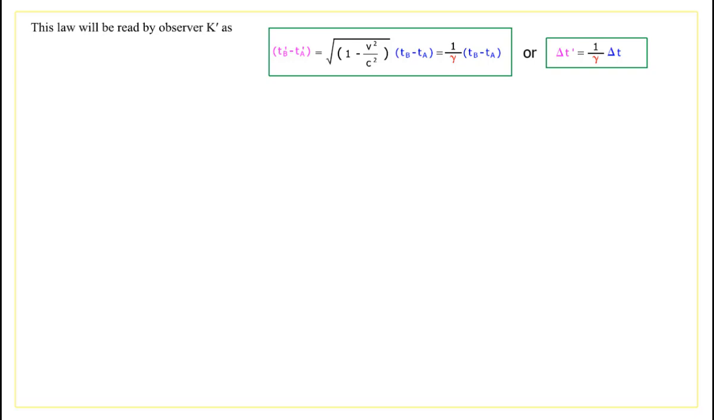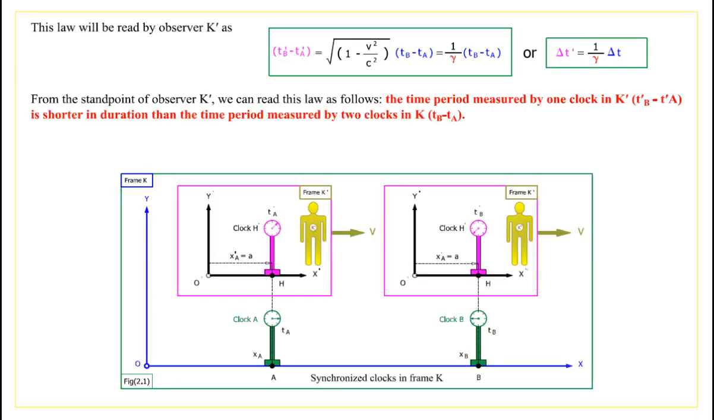This law will be read by observer k' as delta t' is equal to 1 over gamma times delta t. From the standpoint of observer k', we can read this law as follows. The time period measured by one clock in k', which is delta t', is shorter in duration than the time period measured by two clocks in k, which is delta t.